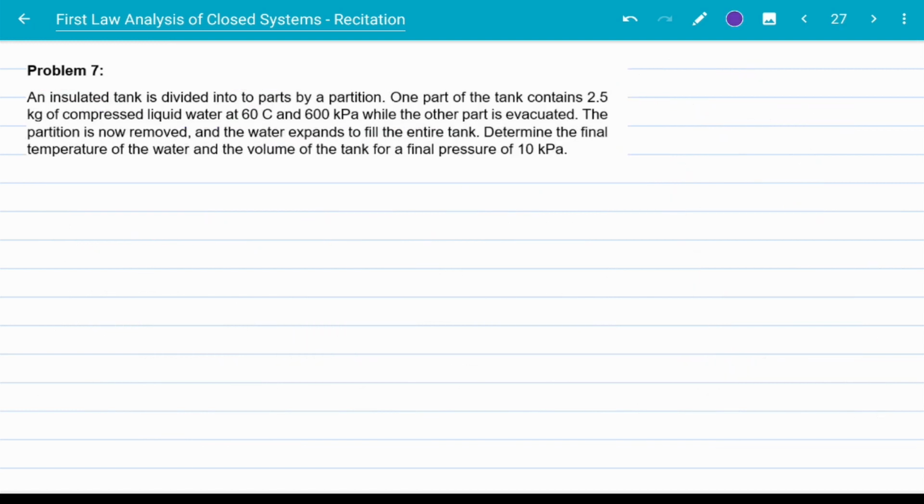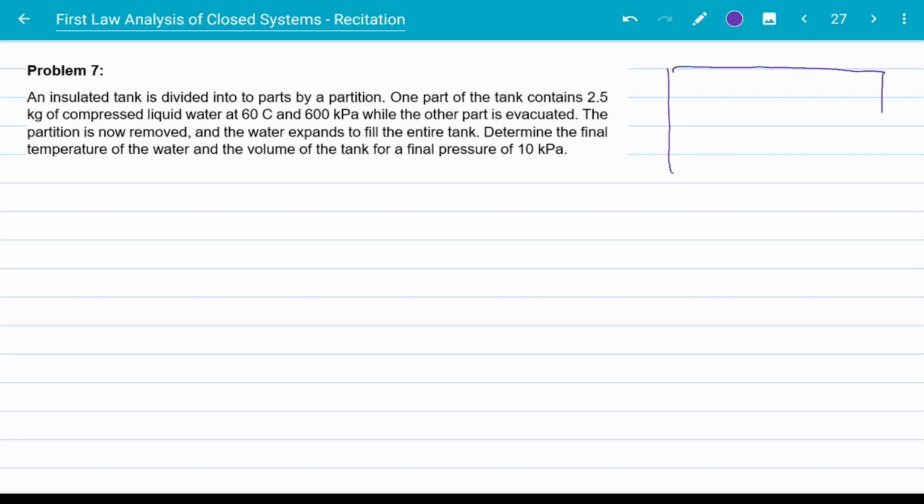Okay, problem 7. We have an insulated tank that is divided into 2 parts by a partition. One part of the tank contains 2.5 kilograms of compressed liquid water at 60 degrees and 600 kilopascals, and the other part is evacuated, or empty. The partition is now removed and the water expands to fill the entire tank. Determine the final temperature of the water and the volume of the tank for a final pressure of 10 kilopascals.